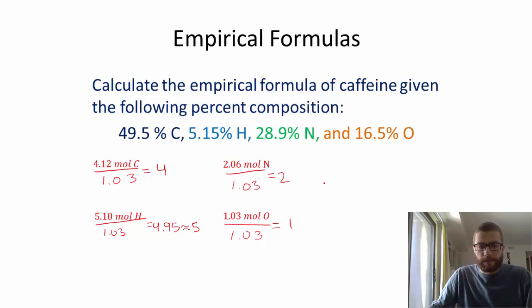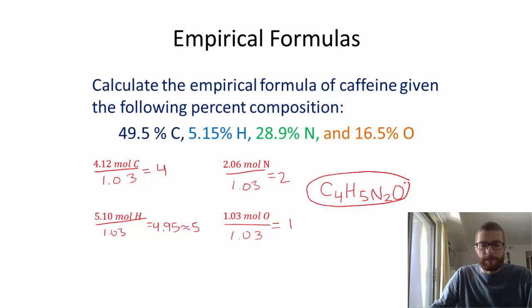So if we set that up with our atoms, we have C4, H5, N2, and then O1, which we don't need to write the 1 because it's implied. So this here is our empirical formula.